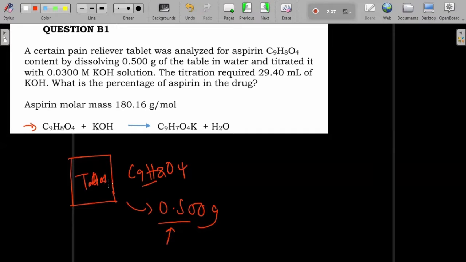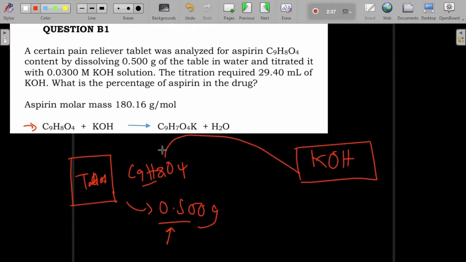Because when they get this tablet and react it with potassium hydroxide, this potassium hydroxide will only react with the aspirin and not the flavorings or the colors. It will not react with that. Why? Because this one is acting as the acid, and this one here is the base. So this one will react with this. So we want to find exactly how much in this tablet is the aspirin.